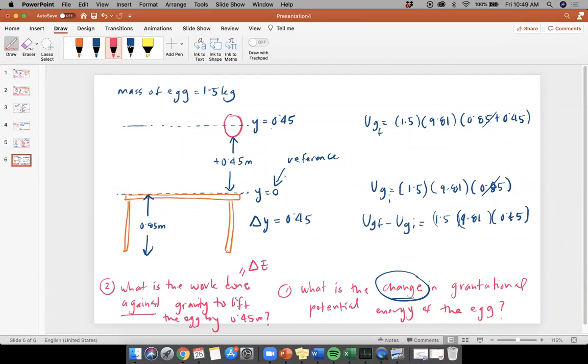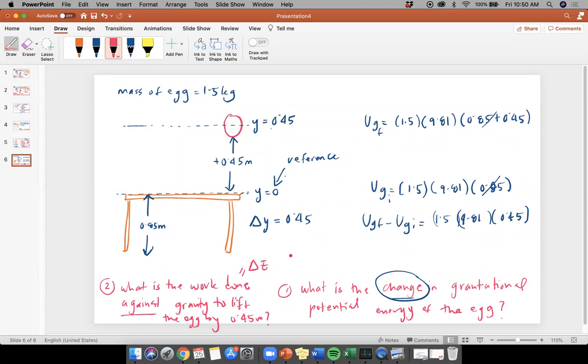It means the opposite of gravity. Against means pushing, right? Against in Malay is what? Melawan. Berlawan with gravity. Yes, thank you. Berlawan with gravity to lift the egg.